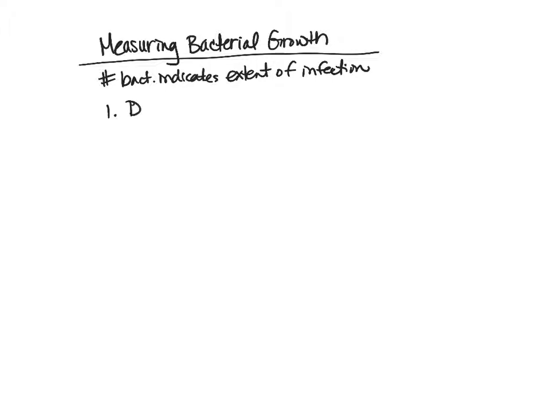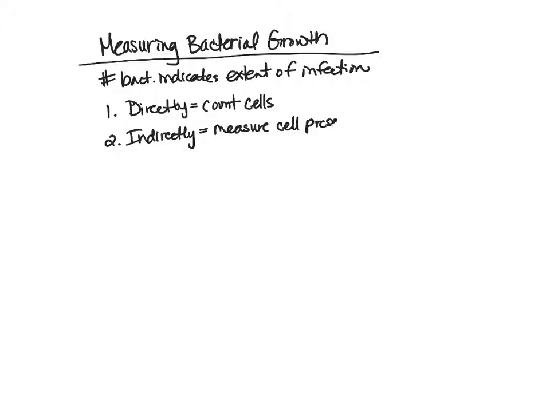One is directly. By directly, what we mean is counting cells. So we can count the cells, we can measure directly. The second way is indirectly. When we say indirectly, what we're saying is we're going to measure the cell presence by measuring something else. We are going to take a look at some examples of direct cell counting and indirect cell counting, so that'll be made more clear as we move forward.